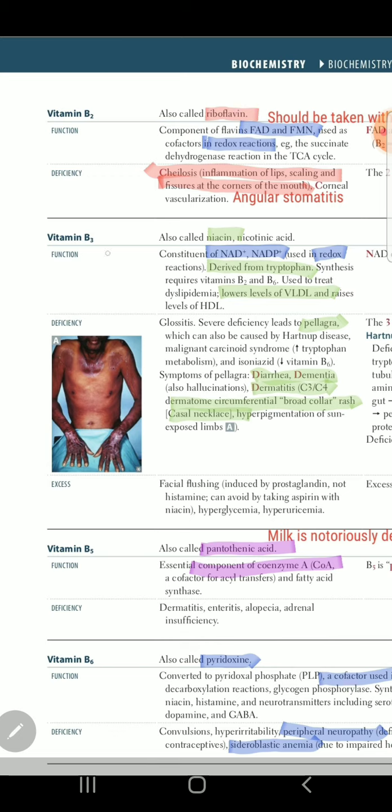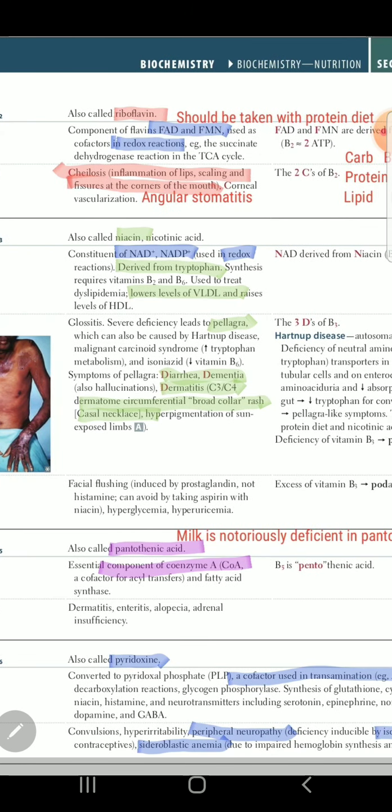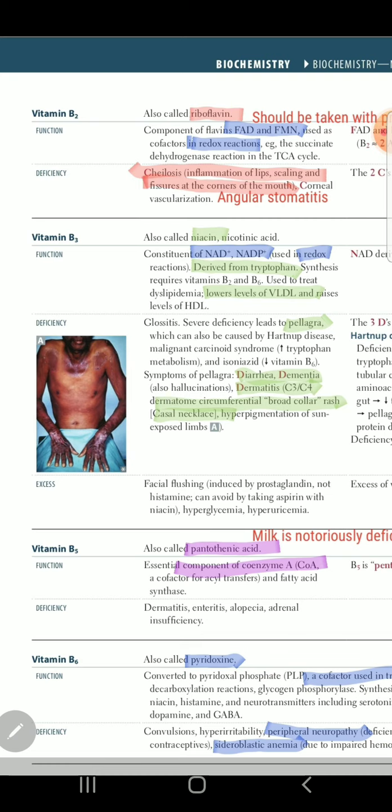And then the important thing, B3 has three symptoms, 3Ds for B3, that is called pellagra: diarrhea, dermatitis, and dementia. And dermatitis is usually at the C3 and C4 level on the neck. We can see in this patient the V shape, Casal necklace appearance or broad collar rash, and dermatomal appearance, that is very famous for pellagra and niacin deficiency. Hartnup disease can also be asked, but mostly it is pellagra that is asked.